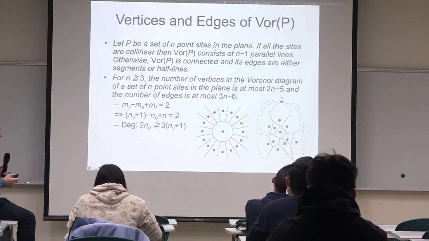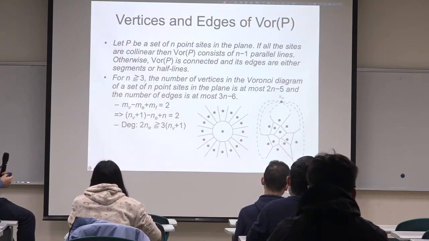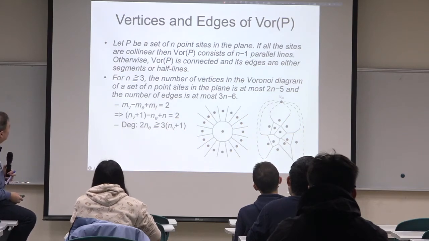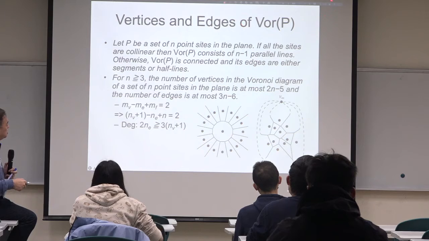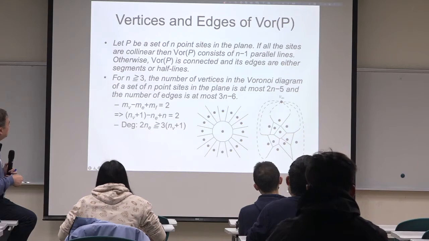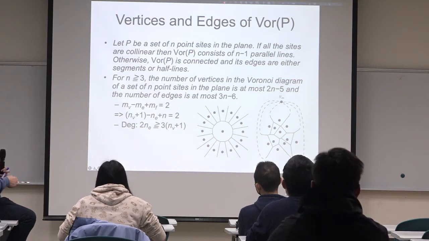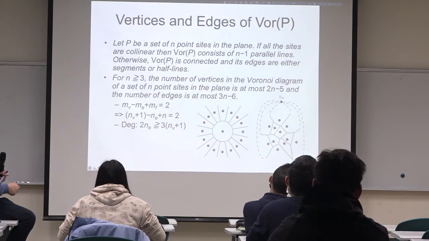So what do we do? Here we want to talk about some idea that can compute the Voronoi diagram even faster. So let's continue to look into the properties of the Voronoi diagram for a given set of sites P. First, let's look at the number of vertices and number of edges for the Voronoi diagram. So let P be a set of n point sites in the plane.